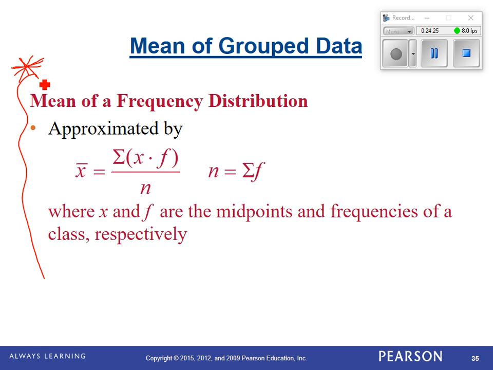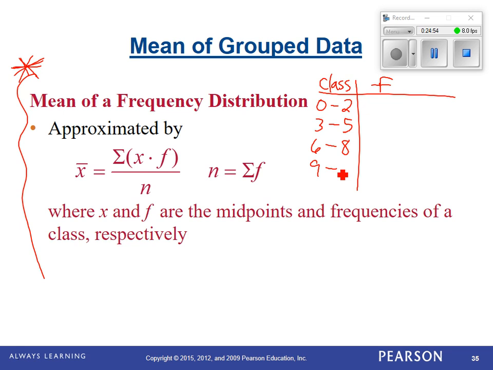So mean of a frequency distribution. With the frequency distribution, just look at this. I'm going to make up one here. Just something real quick. We got our classes, then we got our frequency. Just a really easy one. So let's say we go like 0 to 2, 3 to 5, 6 to 8, and 9 to 11. So if that's our frequency distribution, here we got 5, here we got 2, here we got 3, here we got 6. I don't know, just making up numbers.